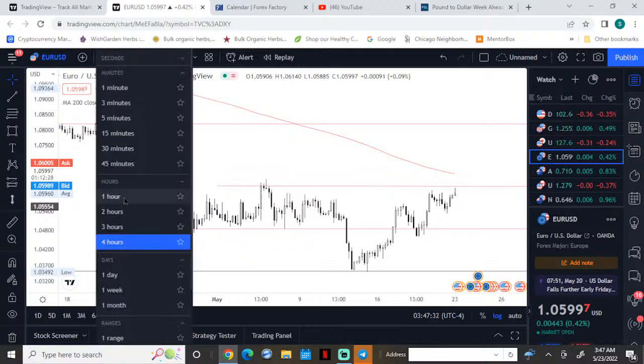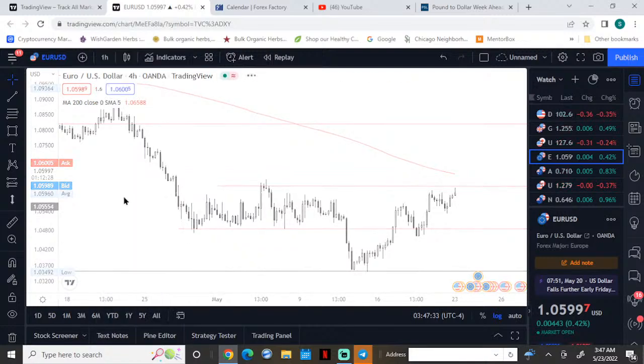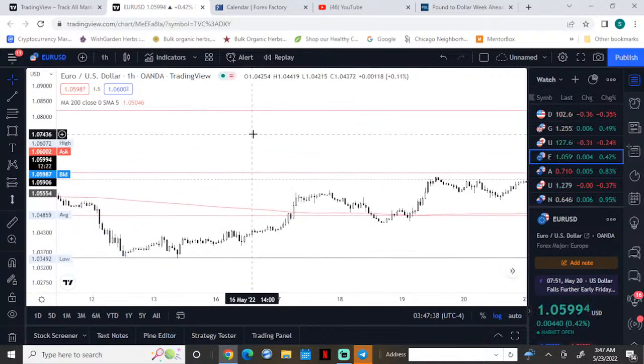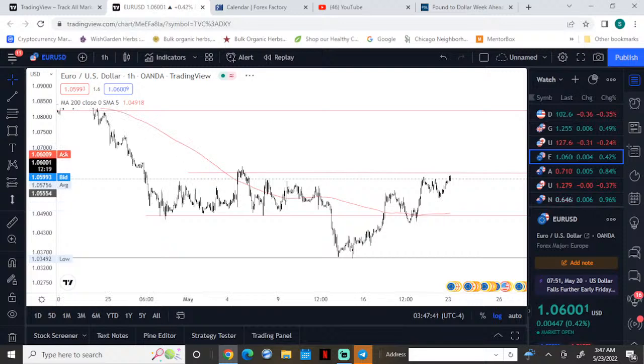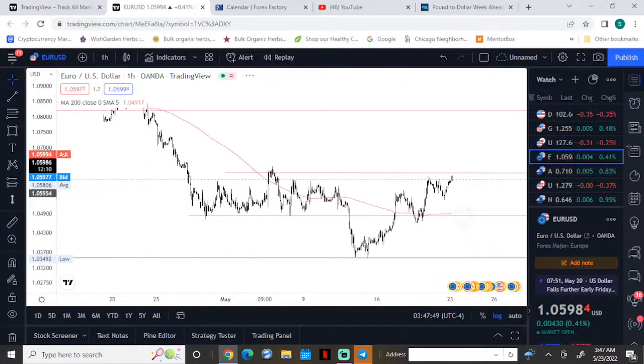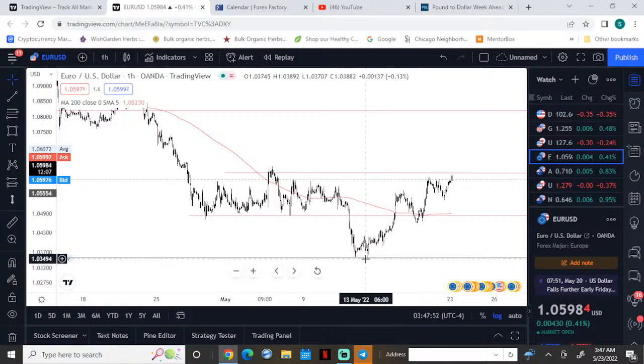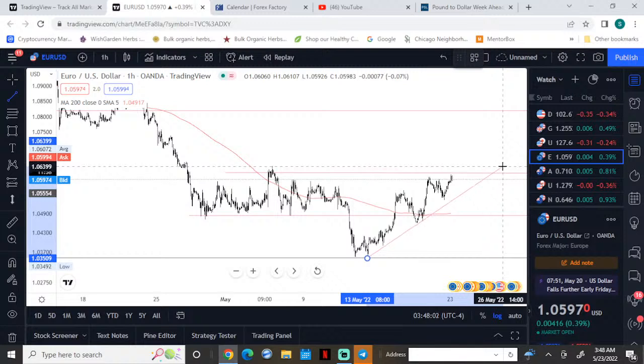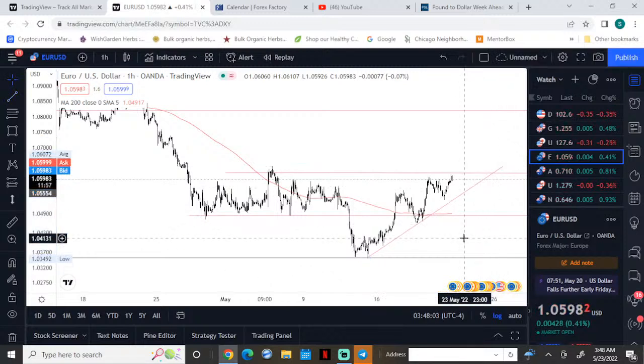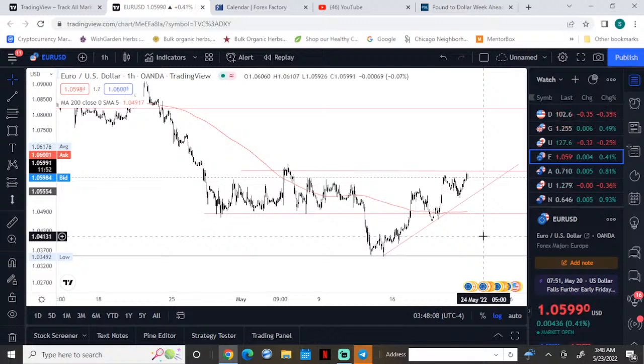All right, let's go down to the hourly. Got a trend line right here. Now, what I would expect, since the dollar is selling so far from what we have, is to wait for a break and a retest and continue buy.